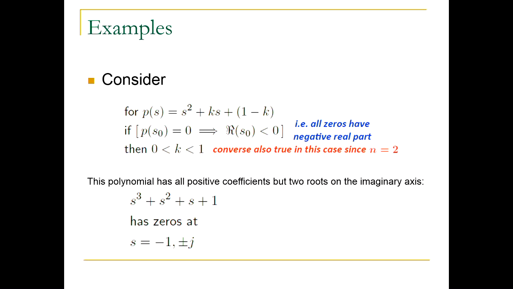Here is a polynomial that has all coefficients strictly positive. This coefficient is 1, this coefficient is plus 1, plus 1, plus 1. All coefficients are plus 1. But when you look at its zeros, when you put this equal to 0 and solve, you get this solution. Note that two solutions are exactly on the imaginary axis. So I would call this marginally stable. I wouldn't call this stable. So what this tells you is that I just found a polynomial where all the coefficients are strictly positive, but the system is not stable.